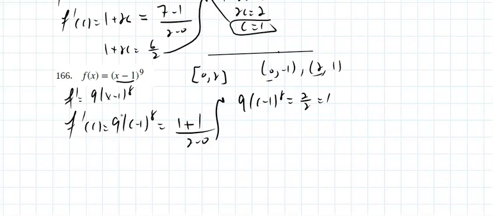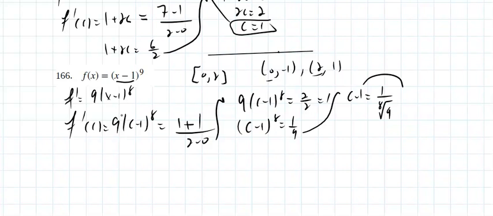which is 1. That is when (c minus 1) to the 8th equals 1/9. Take the 8th root of both sides, c minus 1 equals 1 over the 8th root of 9, and add 1 to both sides. c would be 1 plus 1 divided by the 8th root of 9. And that is in that interval. That's 1.something.